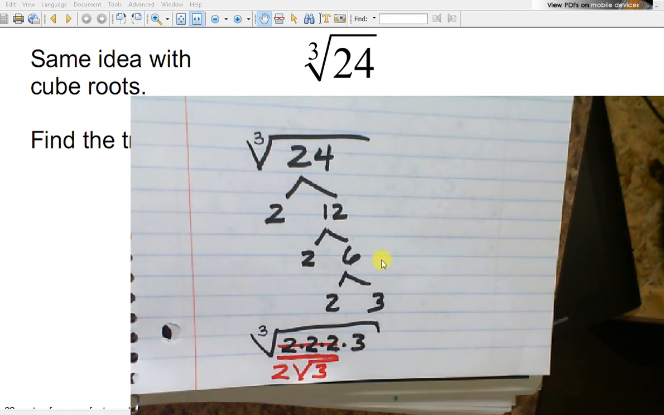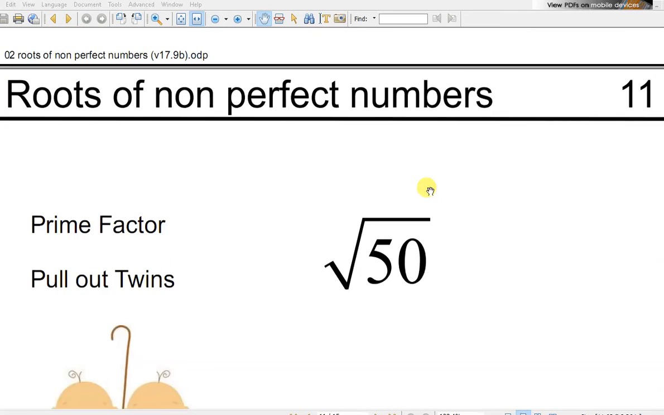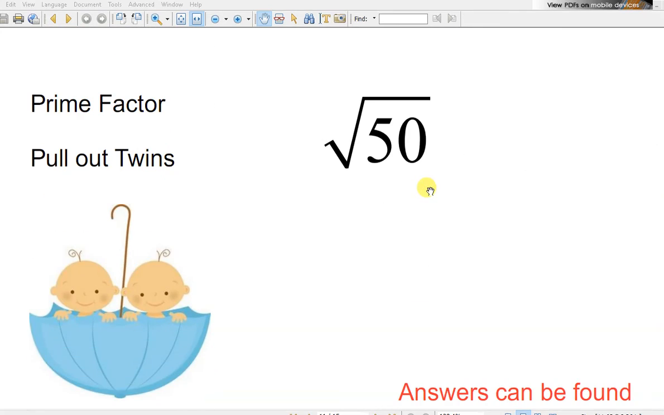That's it for the notes. Let's do a couple practice ones here. You do not have to put this in your notes if you're watching this live. I'll be having you do these and then tell me your answers.